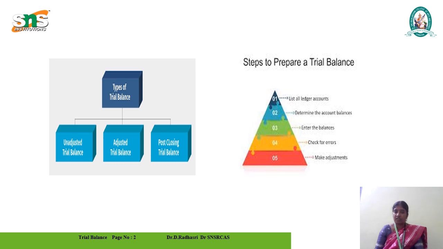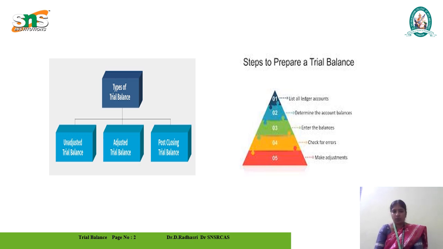In the trial balance, there are three categories: the unadjusted trial balance, the adjusted trial balance, and the post-closing trial balance. Then we want to know the steps of preparing the trial balance. List all the journal accounts with their different account balances, enter them into the balance, check for errors, and make adjustments. There are five steps in preparing from the ledgers.